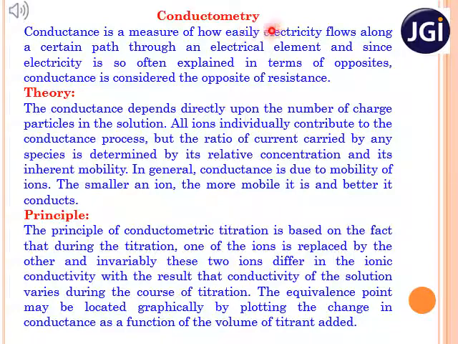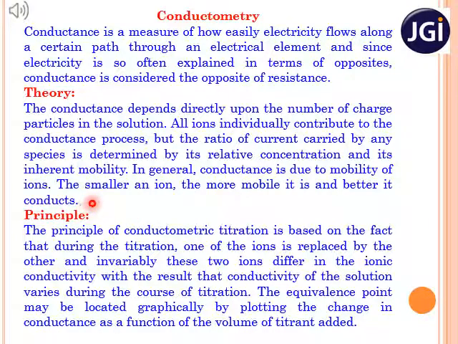We say that conductance is the opposite of resistance. In other words, conductance may be understood as the ease with which the electrons flow through the material. This ease directly depends on the number of charged particles present and their mobility. Smaller the ion, greater will be its mobility and hence better will be its conductivity.